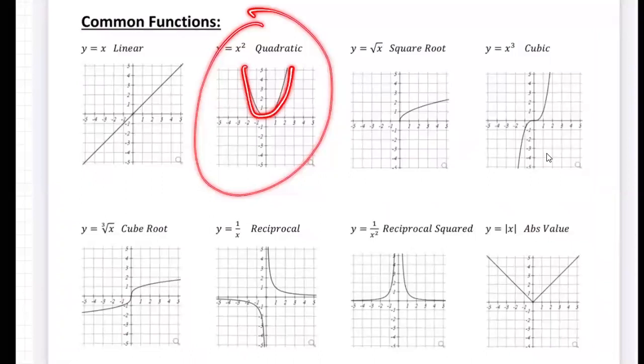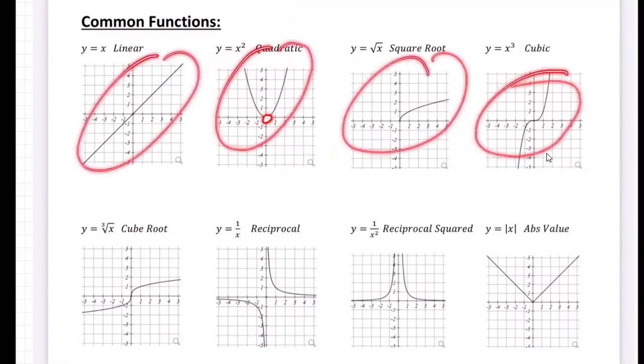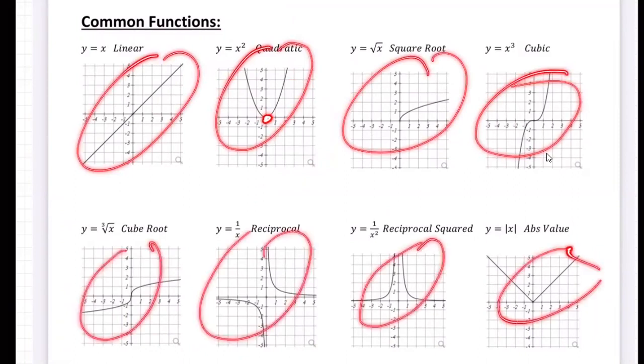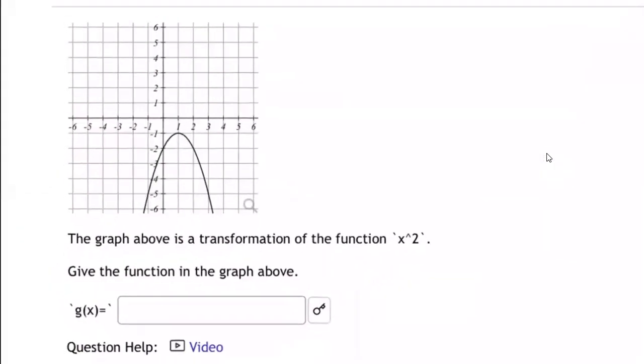It's just the U shape, and notice it always starts centered at the origin originally, before anything's been added or subtracted or multiplied. So in their natural state, all these graphs are centered at the origin, aren't they? Until you start adding, subtracting, multiplying things. So it's a U shape centered at the origin. That's what y equals x squared looks like, called a quadratic.